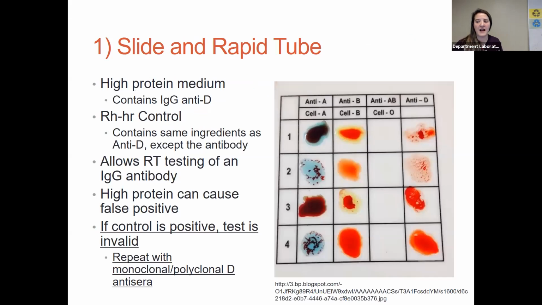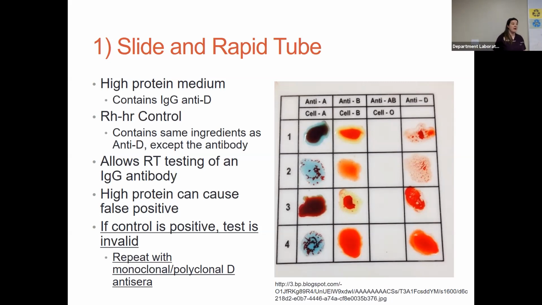All right, so here's your slide in rapid tube. I don't know if any of you guys have ever seen this before. You have like this plate, you add your reagents, you add your patient sample, and then you'll read for agglutination. Most places aren't doing this anymore. This will be called your slide test. And most places aren't doing this anymore.